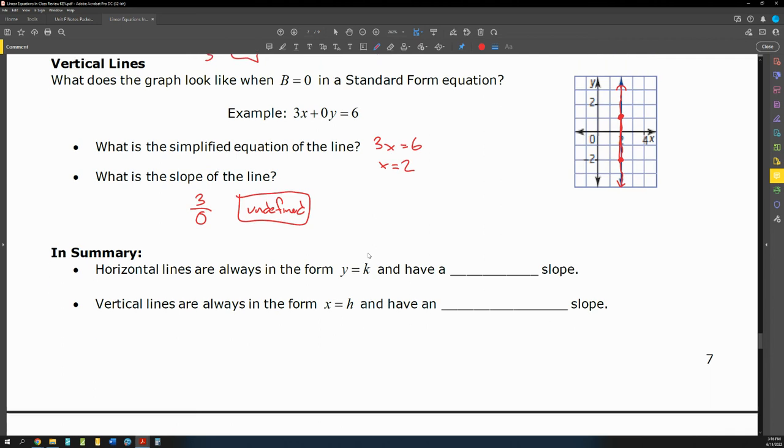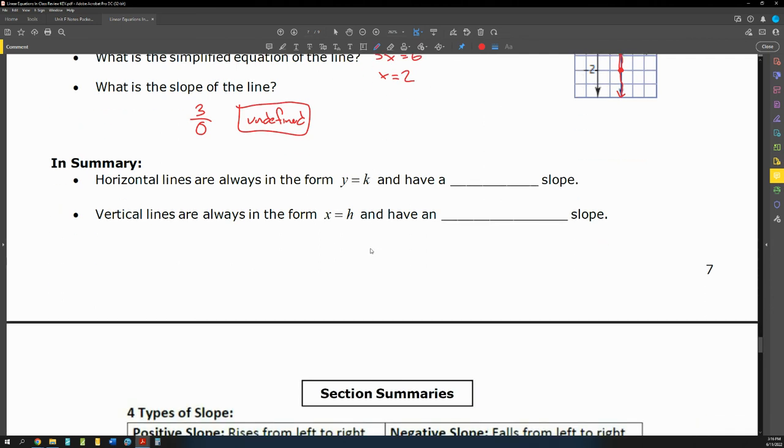So in summary, horizontal lines are always in the form y equals k, where k is just a constant, a number, and have a 0 slope. Vertical lines are always in the form x equals h. Again, h is a constant, it's just a number, and have an undefined slope.